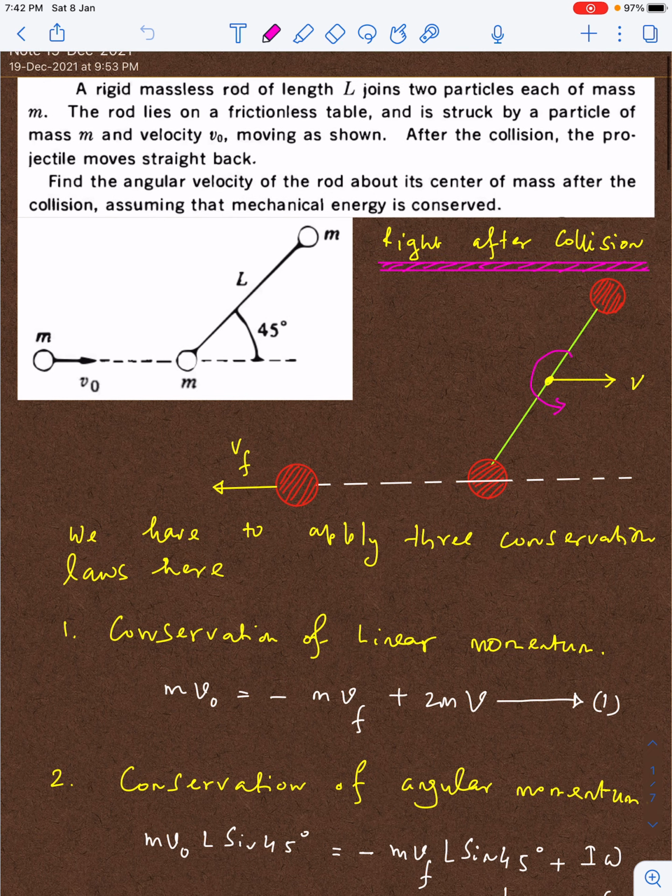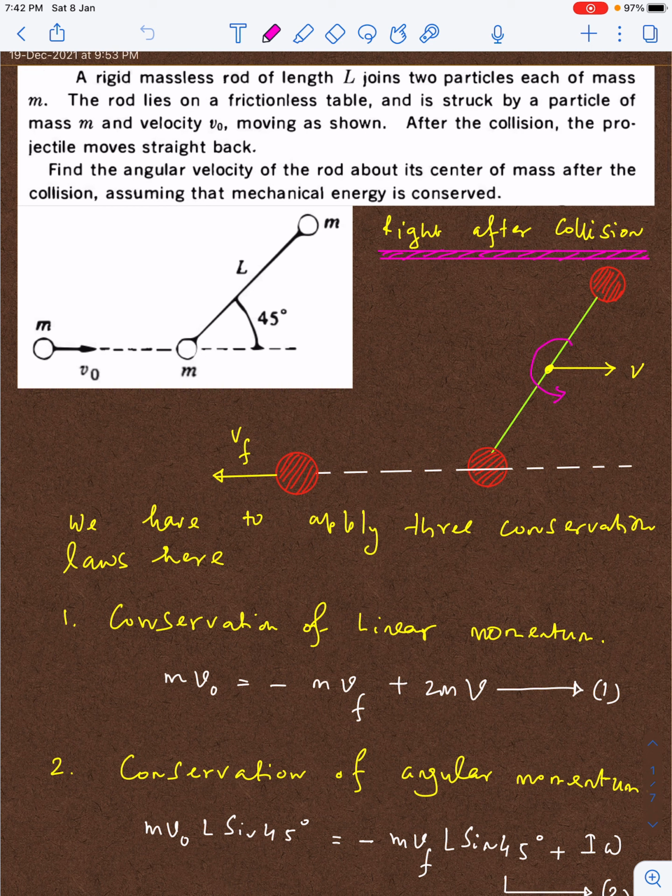So in today's video, we will see a few cases of rigid body collision, and we are going to see the cases when the rigid bodies are not hinged. Then I will take examples of hinged rigid bodies also in subsequent videos. So without wasting much time, let us proceed.